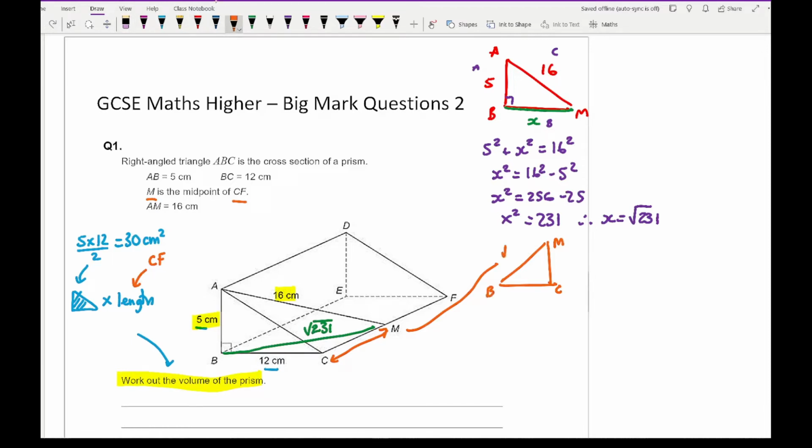I now know that this length here is root 231, and the base of that triangle BC is 12, so if I just call the side MC y, I use Pythagoras again. So here I know that y squared plus 12 squared equals root 231 squared. So y squared equals root 231 squared minus 12 squared.